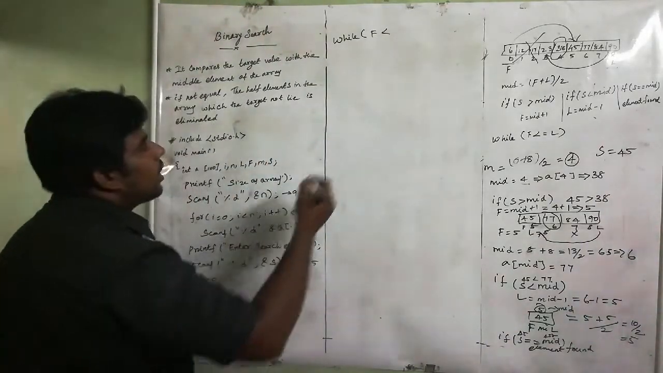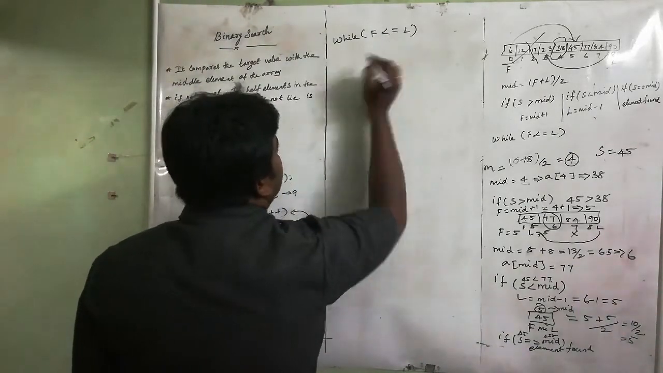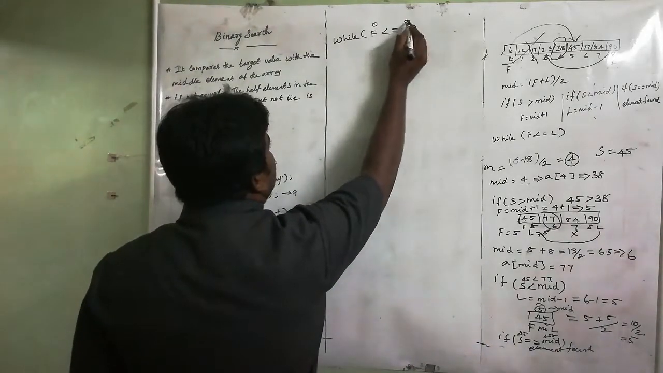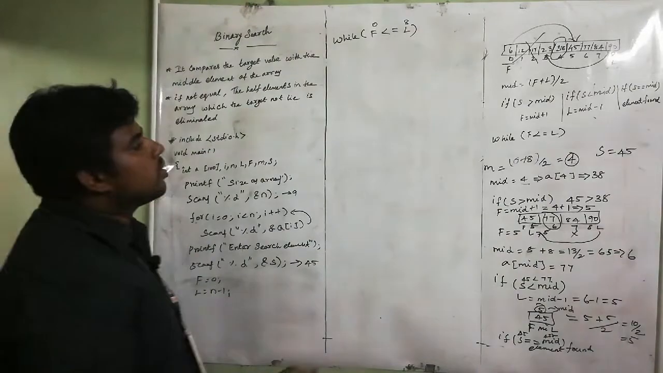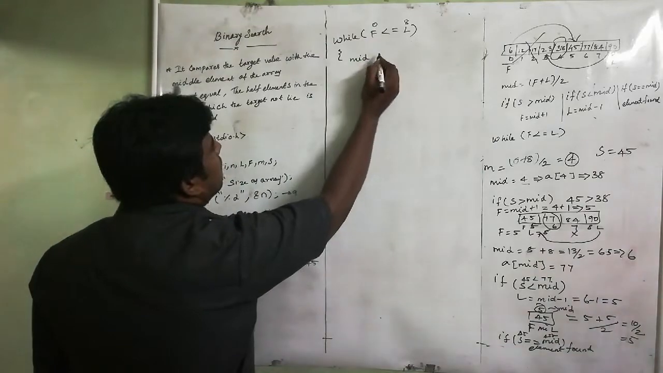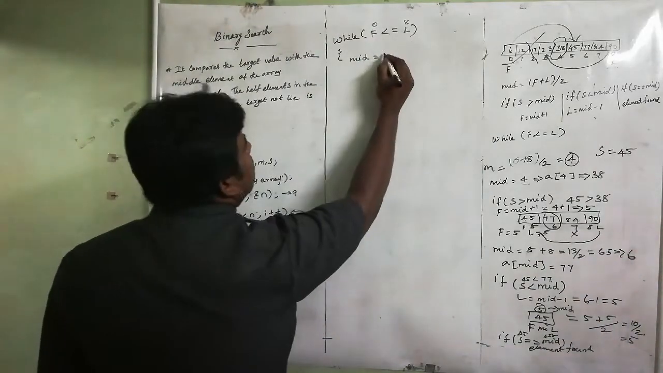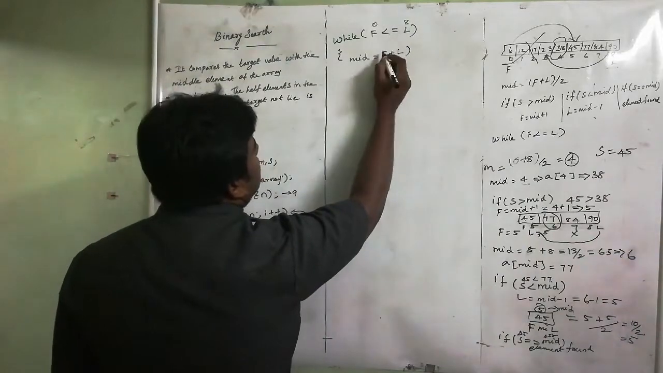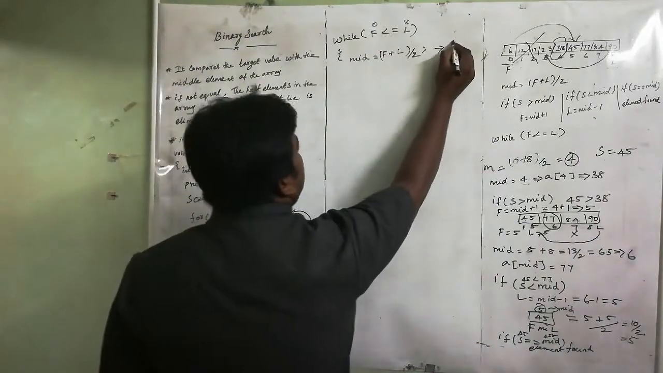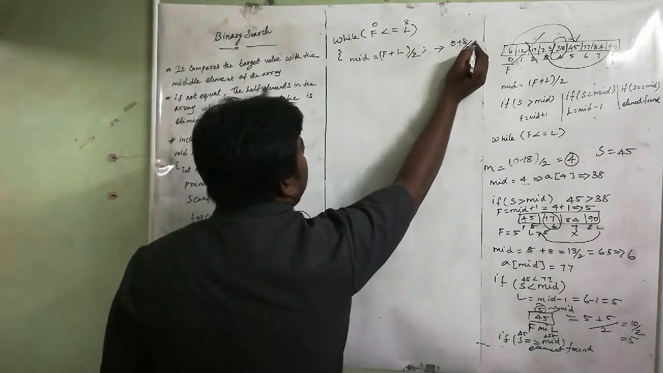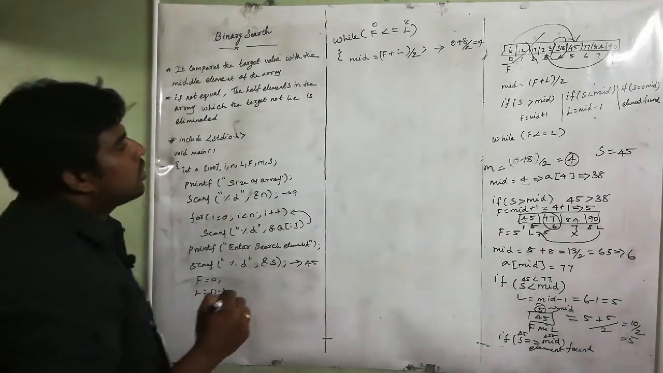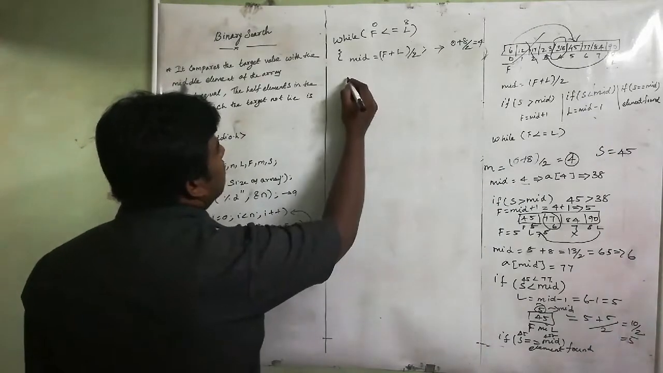Now, while first less than or equal to last. This is the loop. What's the first value now? 0. What's the last value? 8. The condition is true. Once this condition is true, I want to find the mid value. Mid equals first plus last divided by 2. What is first plus last? 0 plus 8 divided by 2. So the mid is 4. Now I am going to check these three conditions.